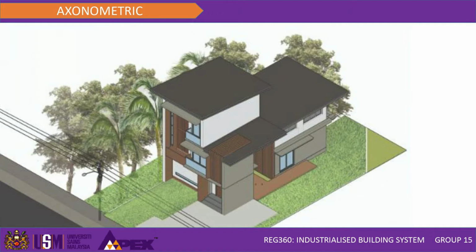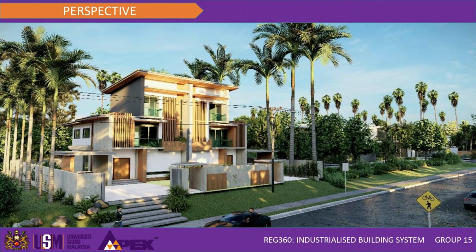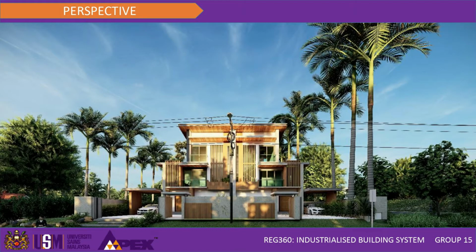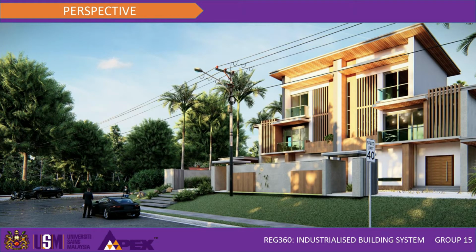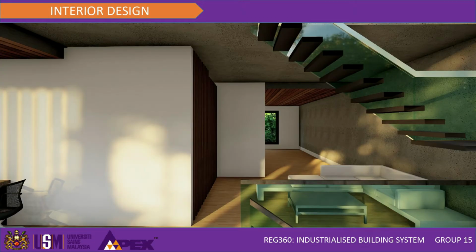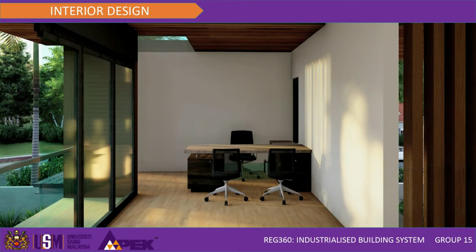So this is the axonometric drawing of our house, and this is the perspective view of our house from the right side, and this is the perspective view from the front of our proposed house, and the last one is the perspective view from the left side of our proposed house. So this is what our proposed house looks like on the inside.